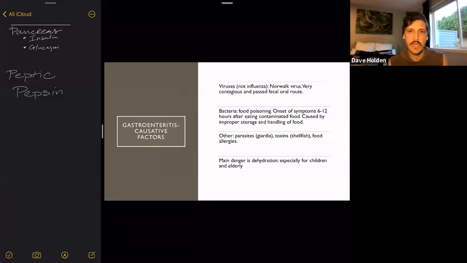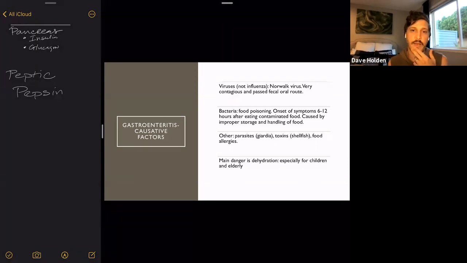Usually the cause is viral, particularly Norwalk virus. Norwalk virus is very contagious, and it's usually passed through the fecal-oral route. So number one, make sure you're really checking out your sexual partners, but also it can be foodborne, particularly in less developed areas. If there's fecal contamination in the water source and we're eating food like shellfish out of fecal contaminated water, then you can get it from shellfish.